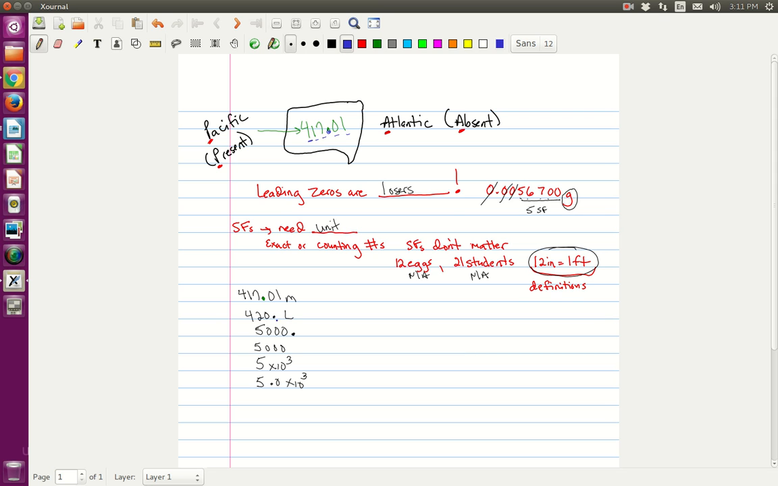Okay? So here I have the decimal place. We come in from the Pacific. We count 1, 2, 3. 3 sig figs. It has a unit and a decimal point. Here I have a decimal point. Come in from the Pacific. The point is present. 1, 2, 3, 4. 4 sig figs. Here the decimal point is absent.